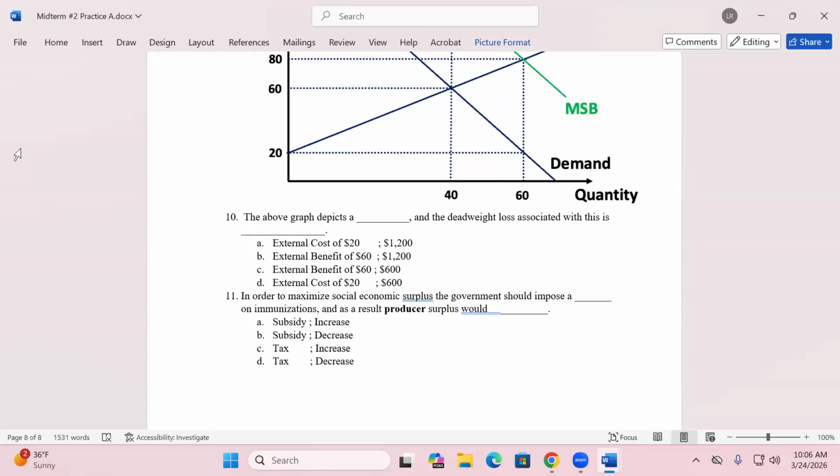Now, just to make this point as well before I move on, I'm mixing up these, hold on, let me restart. If a subsidy increases producer and consumer surplus, what do you think a tax is going to do to producer and consumer surplus? Decrease both, okay? So I wanted to kind of make that comparison.